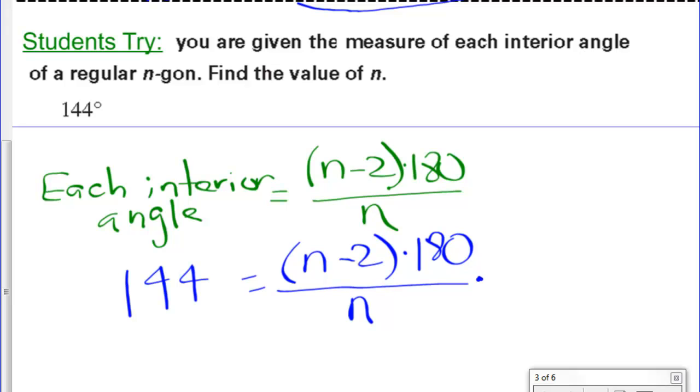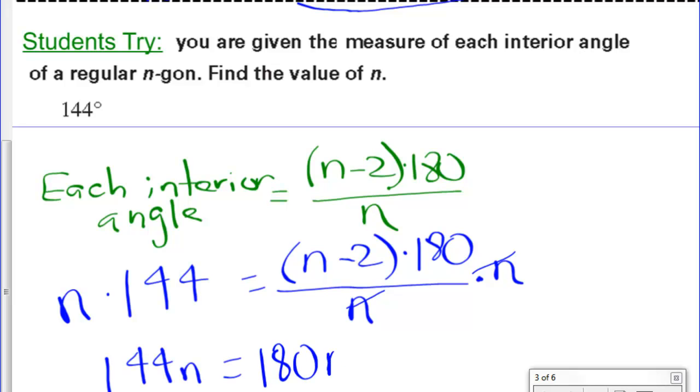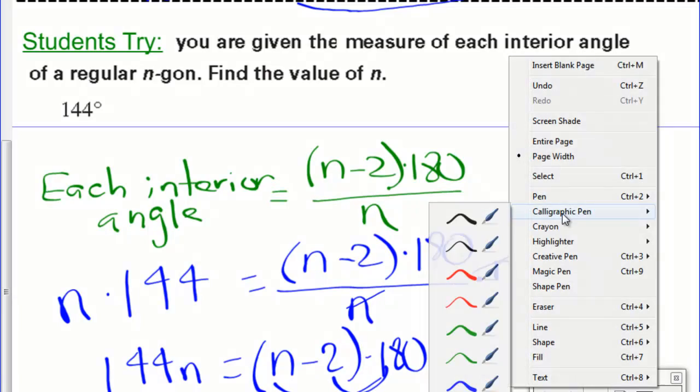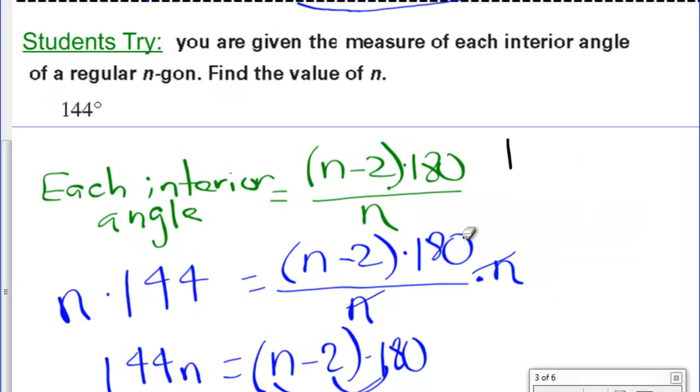Okay, so now we have to solve for n. So just like I did above, I'm going to multiply both sides by n. I get 144n equals, and I want to apply the distributive property at the same time. Let's actually do it in more steps. So I'm just going to have the numerator, n minus 2 times 180. So then I have to apply the distributive property. So let me continue over here to the right. I have 144n equals 180n minus 360.